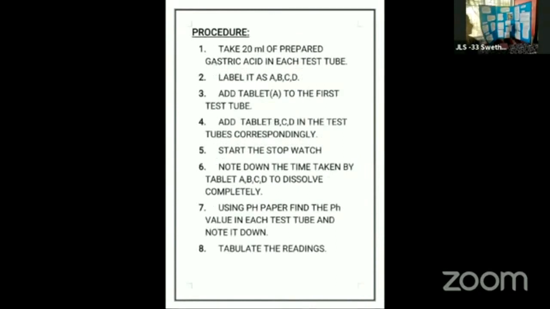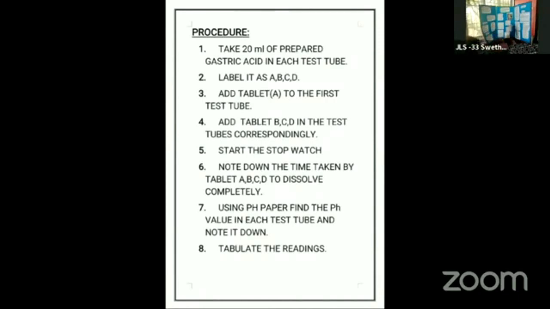Take 20 ml of prepared gastric acid in each test tube and label it as A, B, C, D. Now add tablet A to the first test tube and add tablet B, C, D correspondingly to all the test tubes. Now start the stopwatch. Now note down the time taken by the tablet A, B, C, D to dissolve.